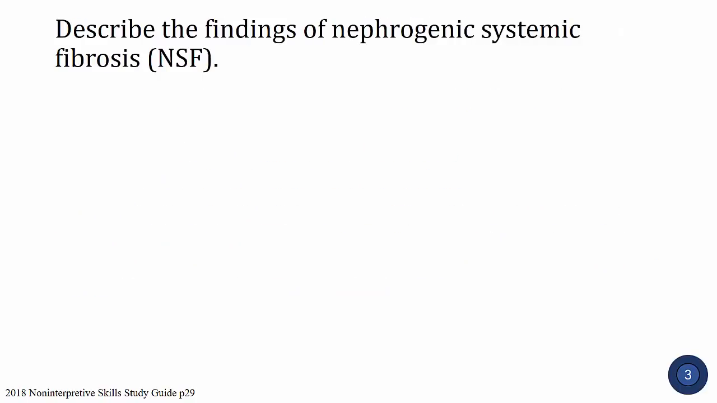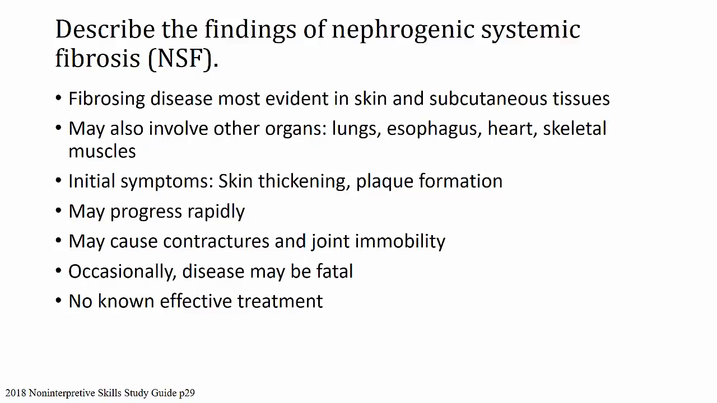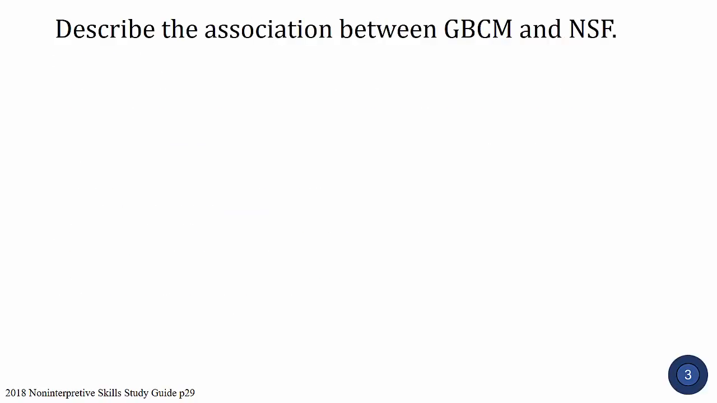Next question. Describe the findings of nephrogenic systemic fibrosis. This is a fibrosing disease most evident in skin and subcutaneous tissues. It may also involve other organs such as lungs, esophagus, heart, and skeletal muscles. The initial symptoms are skin thickening and plaque formation, and it can progress rapidly and may cause contractures and joint immobility. Occasionally, the disease can be fatal and there's no known effective treatment. Next question. Describe the association between gadolinium-based contrast media and nephrogenic systemic fibrosis.